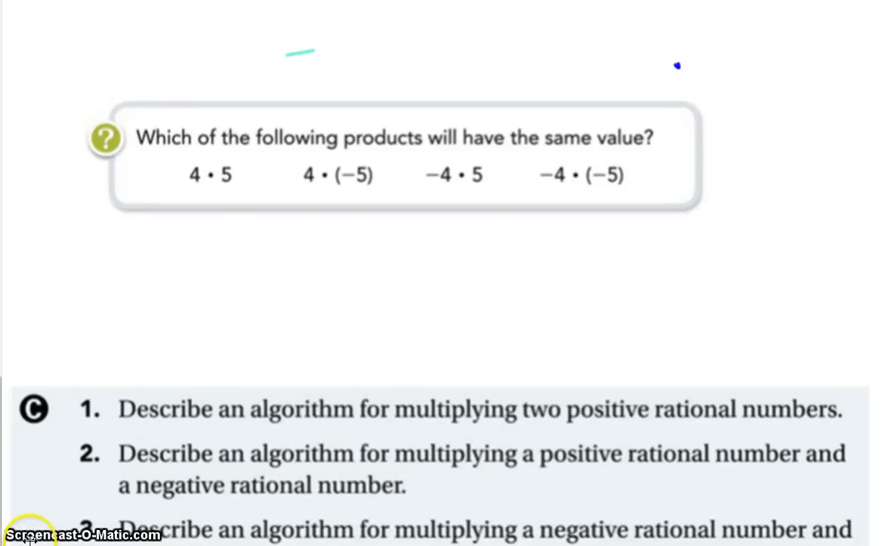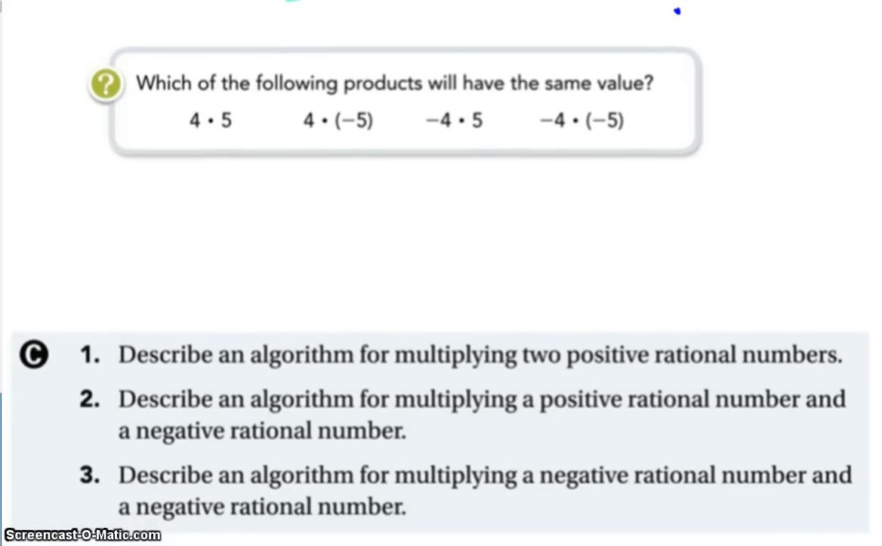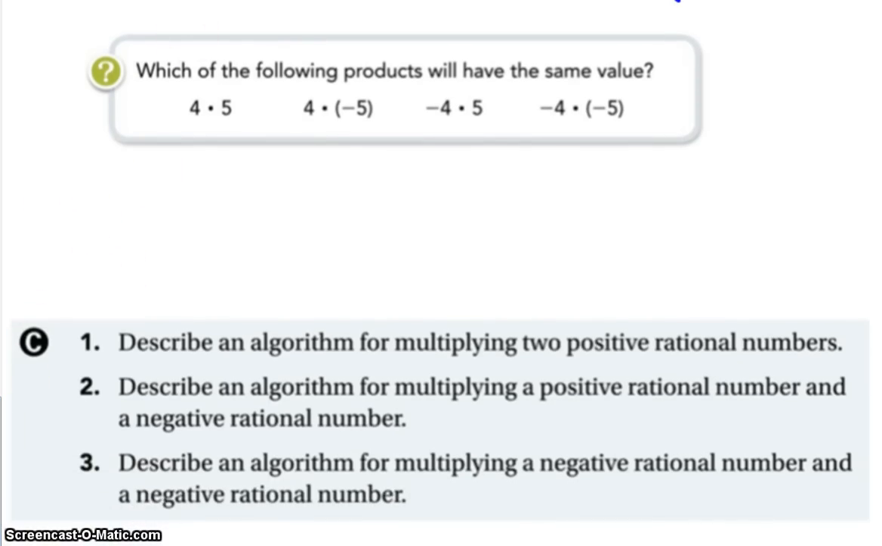All right, today we're going to go over Accentuate the Negative Investigation 3.2, which is further integer multiplication and coming up with an algorithm or strategy for multiplying two integers together. So let's take a look at this question real quick, which asks us, which of the following products will have the same value? Well, from yesterday, we should know that all of these will equal 20 in some way, shape, or form.